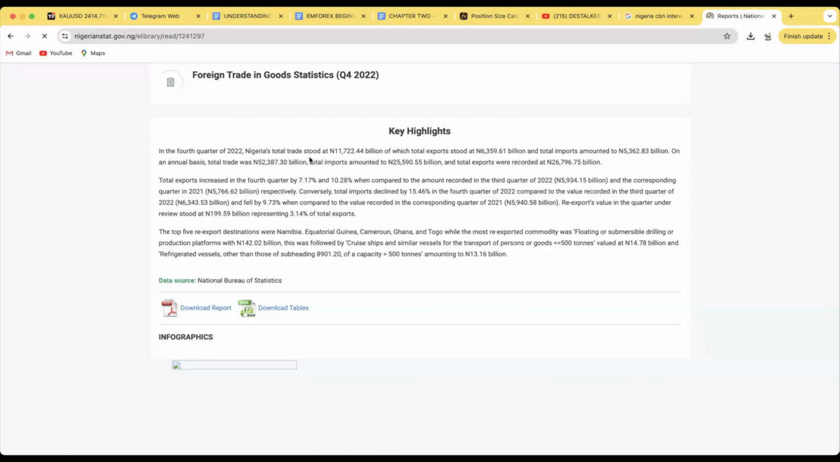Exports stood at 1%. You can see the total export was 6,359 billion, and the total import was 5,036 billion. So it's just a slight difference of 1 billion, which is not even worth it.